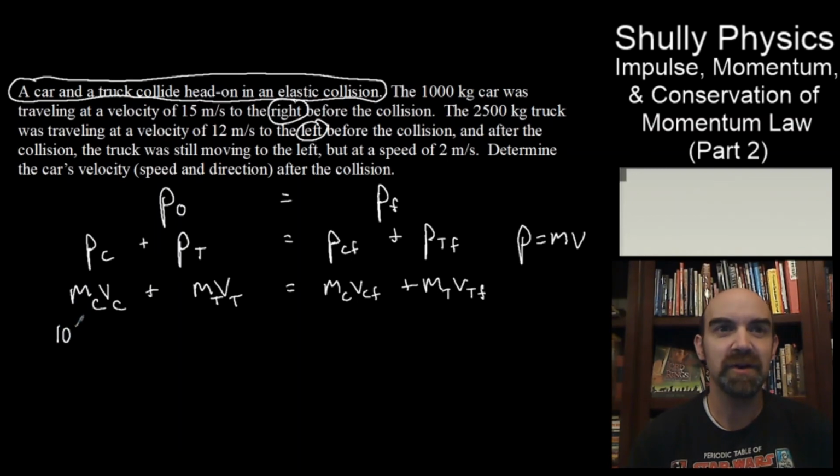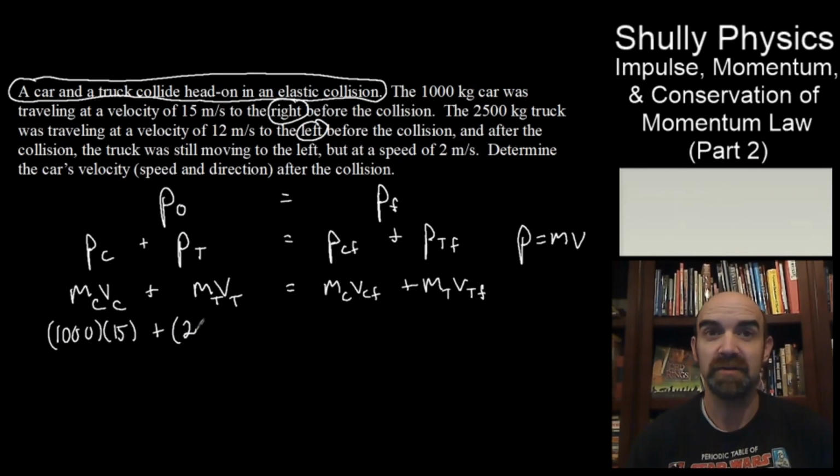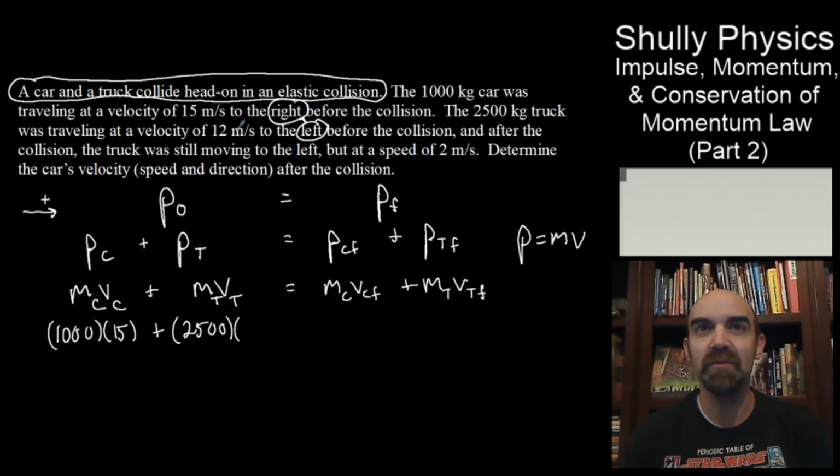So the mass of the car is 1,000. The velocity of the car is 15 meters per second. Mass of the truck, 2,500. Velocity of the truck. Oh, now we have to be careful here. This is where the directions come in. If I'm saying right is positive, because this is a positive 15, I'm going to make a little indicator here. Right is positive. So that means this 12 meters per second, as it's to the left, we're going to make that a negative. That's how it looks.